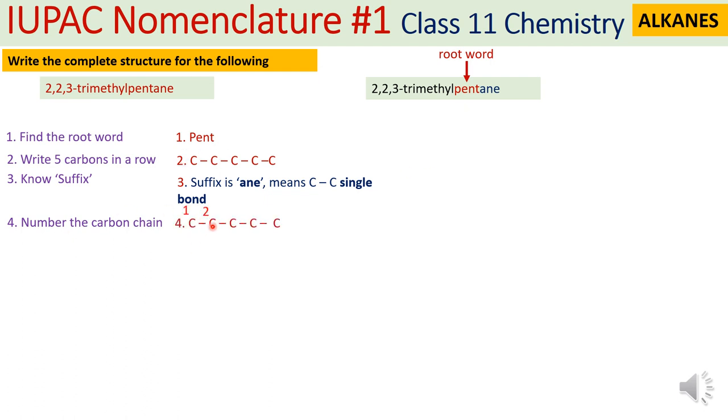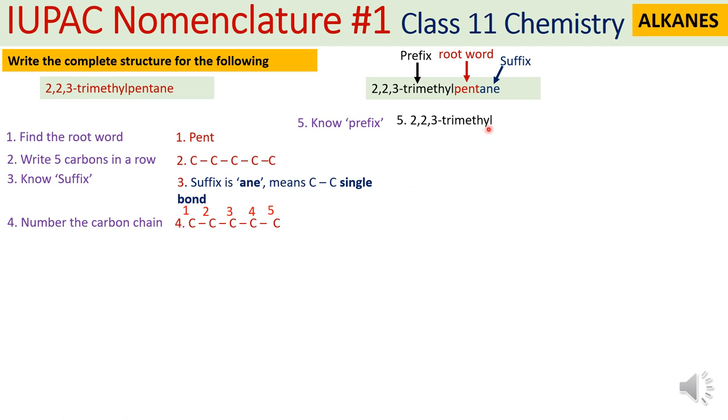Then number this carbon chain 1, 2, 3, 4, and 5. You can number it from either the left hand side or the right hand side. While writing, please write the number on the left hand top corner of the carbon. This will give the basic skeleton of pentane, right? Then you have to identify the prefix. The prefix is 2,2,3-trimethyl. Now you have to accommodate these trimethyl groups in the pentane.